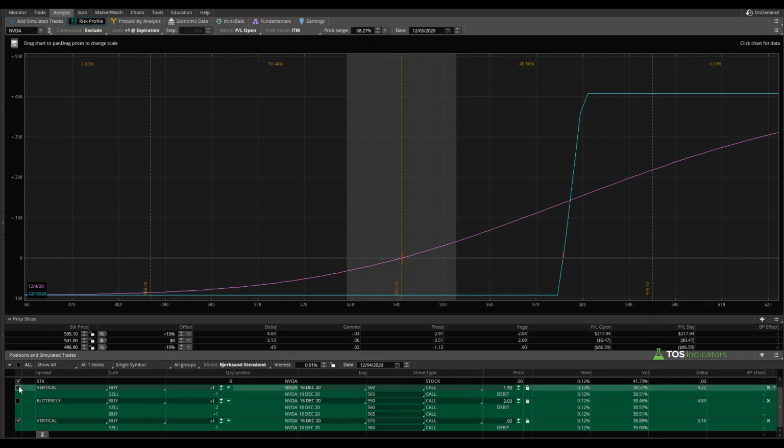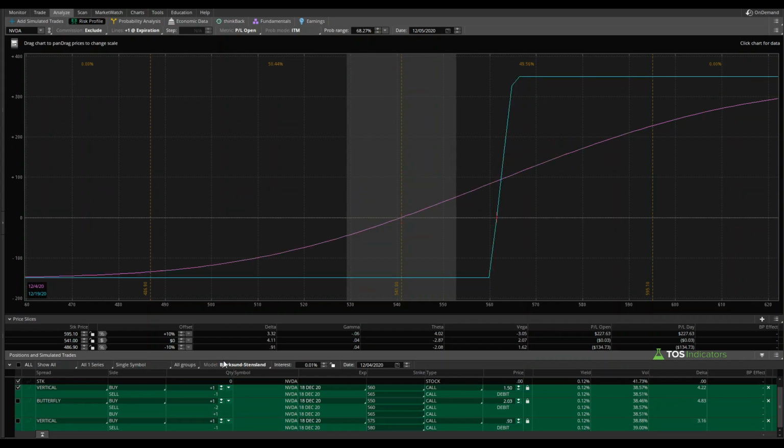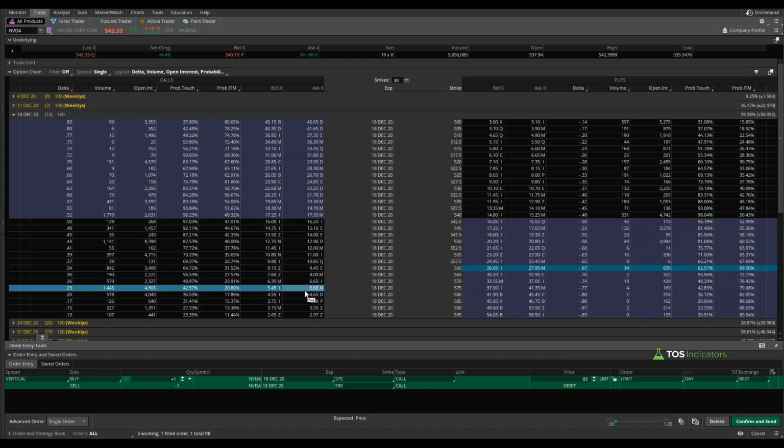I have also priced out the 565, 65 here, which if we take a look at that, that's currently going for $1.50. That's where you'd be risking 150 to try and make 350. And it's of course a little bit more expensive, but your odds here are also better, as you're looking at the 560, 565 compared to the 575.